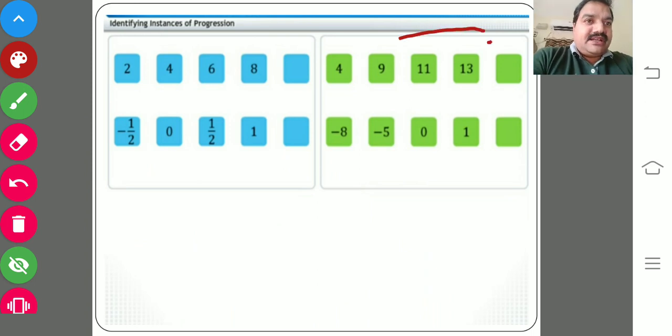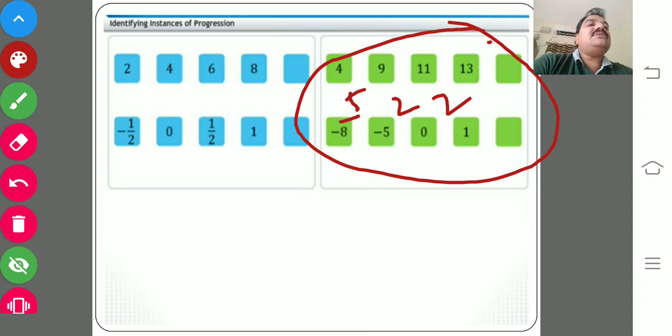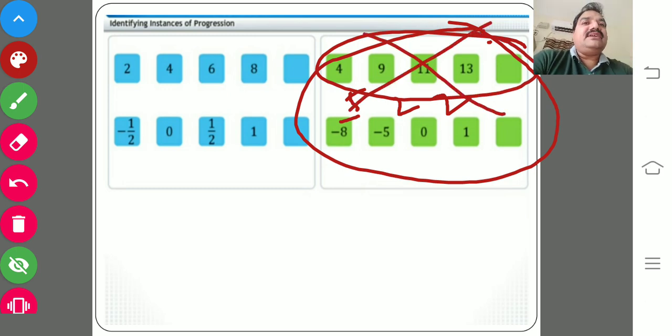If you observe the green blocks, you see that the first term is 4. 4 plus 5, 9. 9 plus 2, 11. 11 plus 2, 13. Understand? 13 plus how much will I add? Still I am confused. So it is not maintaining any kind of mathematical rule. So it's not an arithmetic progression. It is not following a progression. Understand?